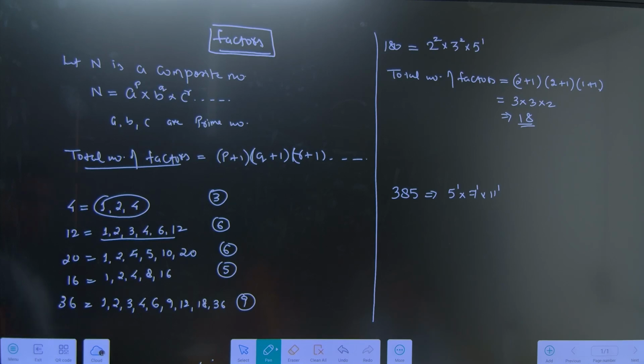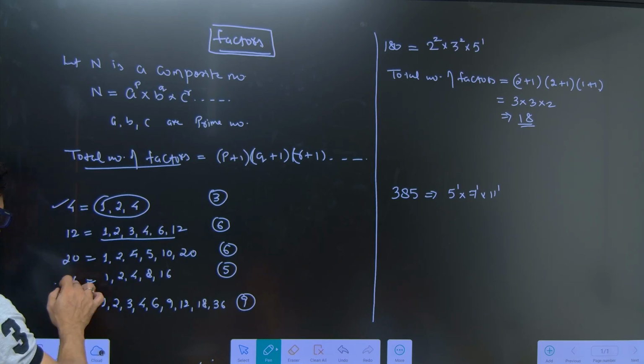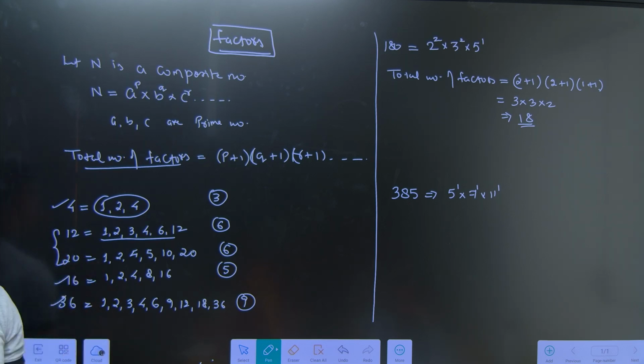Can you make some observation for this, this and this and for these two, as far as the number of factors are concerned, right? Can you make an observation? 12 and 20 have 6 and 6 factors, right? While you look at all these numbers, 4, 16 and 36 have 3, 5 and 9 factors.